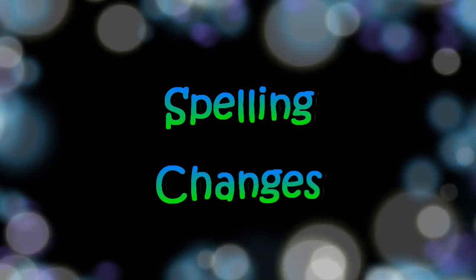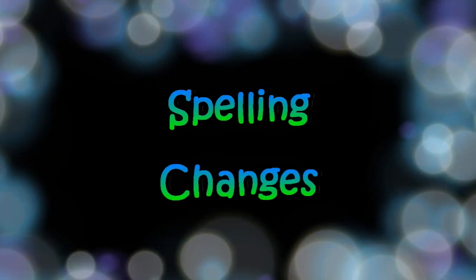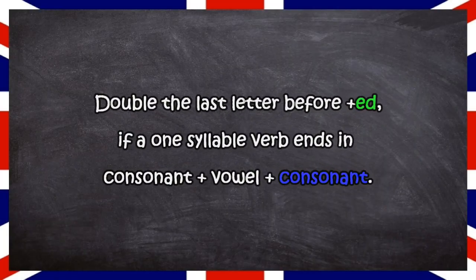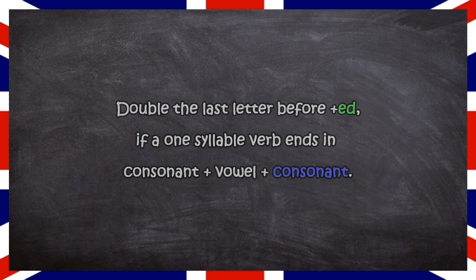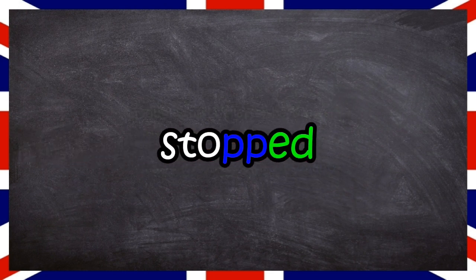Now let's have a look at what sort of spelling changes there are. Double the last letter before -ed if a one-syllable verb ends in a consonant, vowel, consonant. For example, stopped.